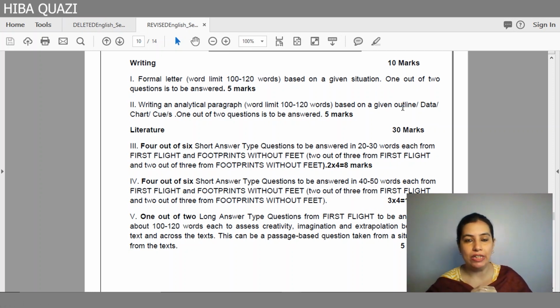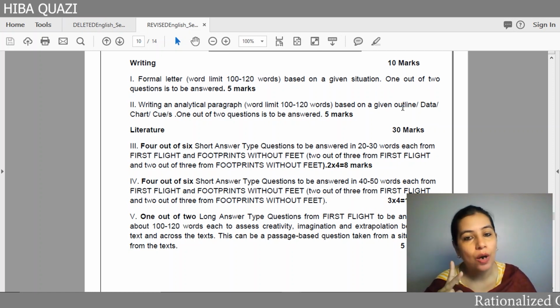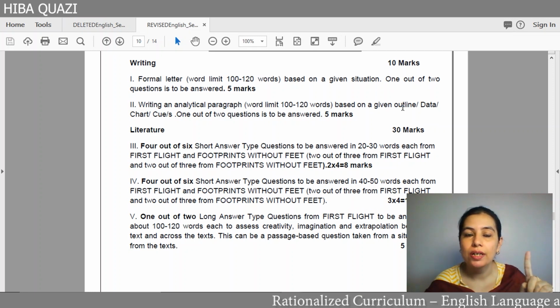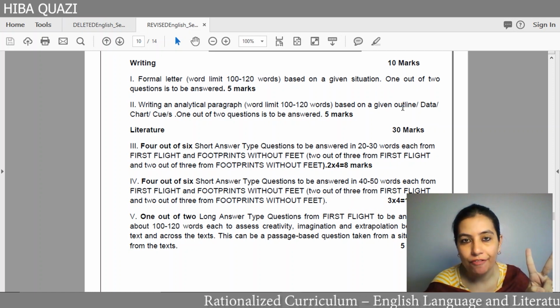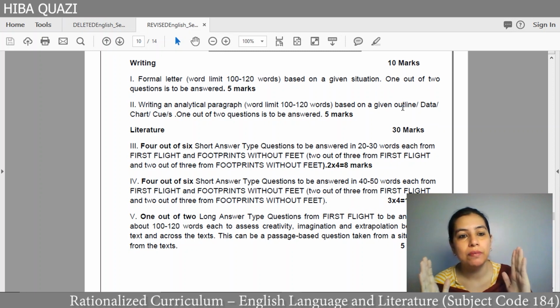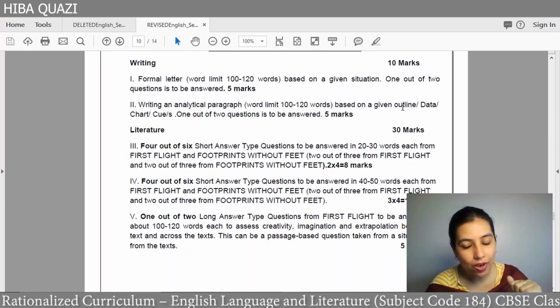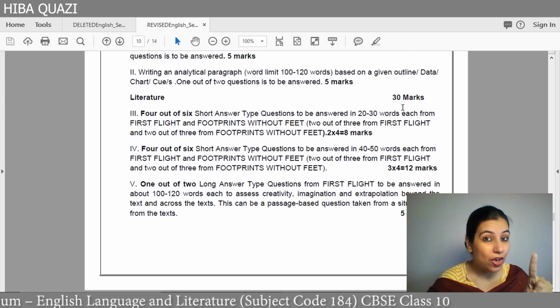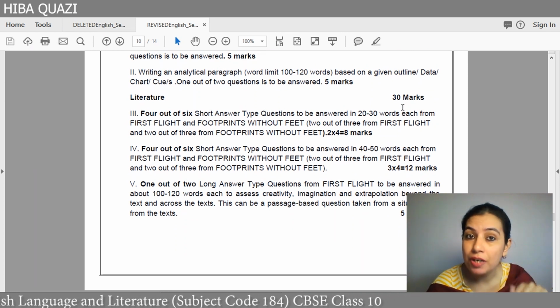And again, you have an internal choice. There will be 2 questions given for paragraph writing, out of which you need to solve any one, again carrying 5 marks. So here under writing, you have a formal letter and writing an analytical paragraph, both carrying 5 marks each. So here it becomes 10 marks for writing. Moving on, in the sense we are moving under part B only.